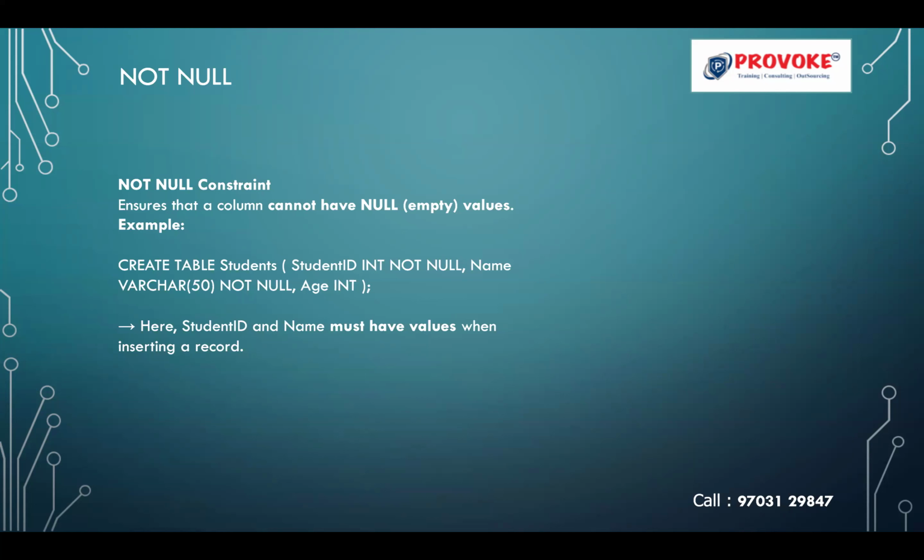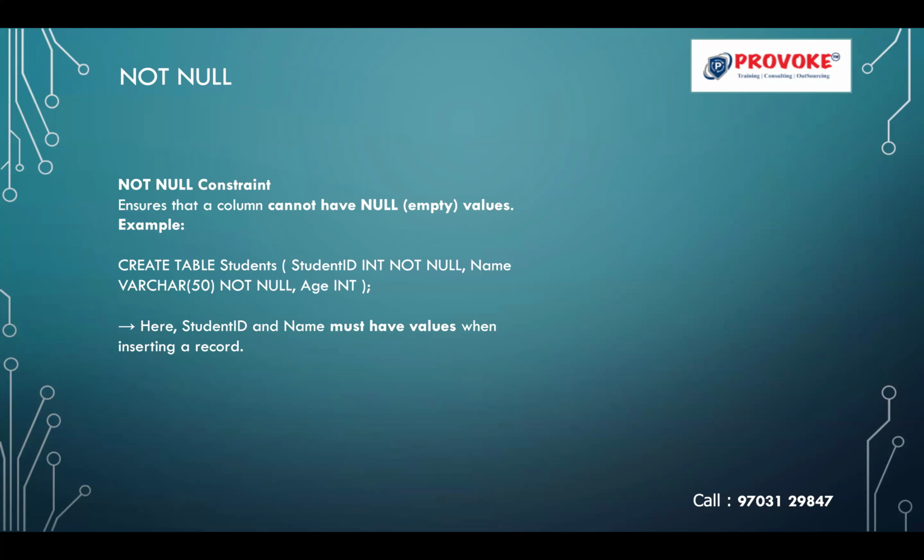Create table student. This is the syntax. Student ID is the column with integer data type and a not null constraint. So I'm making sure the student ID will not have null values. Name is varchar of 50. Varchar is a data type with a length of 50 characters. Again, it is also not null. So you have to make sure you are not inserting empty records in the student ID and student name columns. And age is an integer.